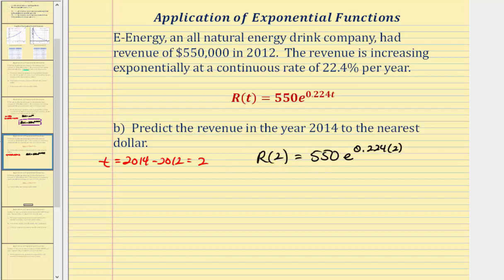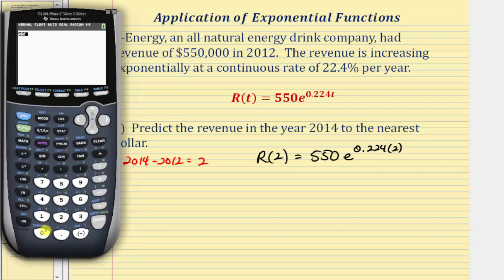So now we'll go to the calculator and we'll enter 550. Now for e, if we press second natural log, that brings up e raised to the power of, and I'm going to go ahead and put the exponent in parentheses, where the exponent is going to be 0.224 times 2. Close parenthesis and enter. Because this is in thousands of dollars, we'll round this to 3 decimal places, which should be to the nearest dollar. So we'd have 860.848.